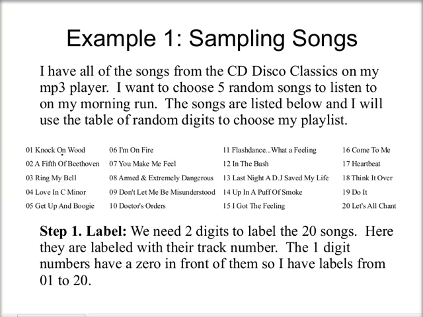So the population in this case is all of the songs on the CD, and then each song is labeled with its track number. Notice that I've put a 0 in front of the first 9 track numbers to make them all 2-digit labels. So I've got 01 up through 20 as my labels. The next step is to pick a row from the table.